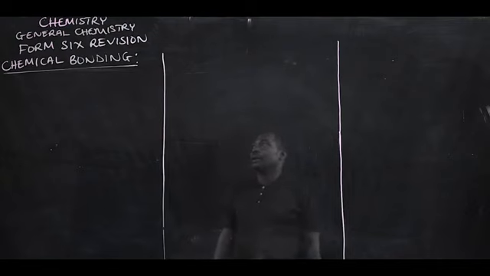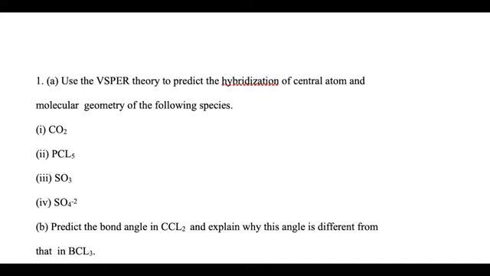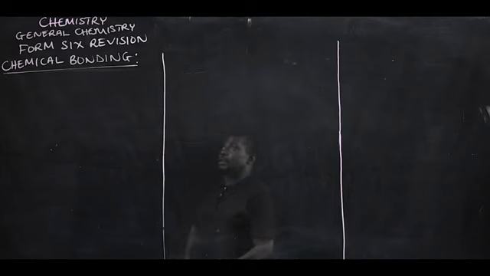We are going to solve questions on general chemistry as a revision for Form 6 students. General chemistry has many aspects or subtopics. The subtopic which we are going to discuss today is chemical bonding. Let us start with question number 1.